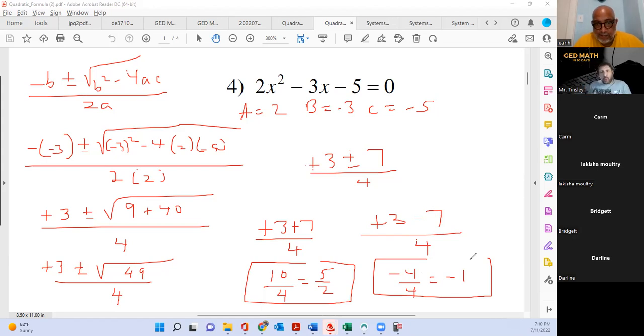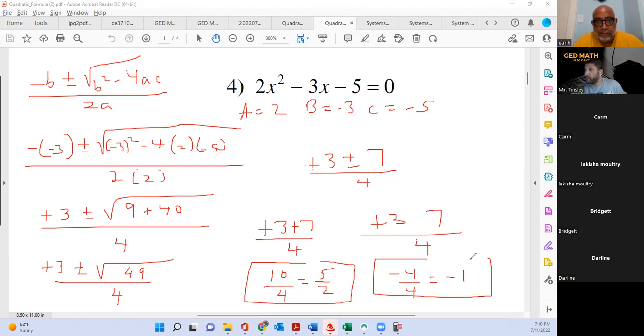But again, some ways are faster than the other. Believe me, if you have to do it this way, it's going to take you, like I did it because I'm used to doing them, but if you're doing it, it's going to take you 3 to 4 minutes. And there's so many points where you can make an error. 2 negatives is a positive. Negative times negative is a positive. It's easier. Identify your A, B, and C.